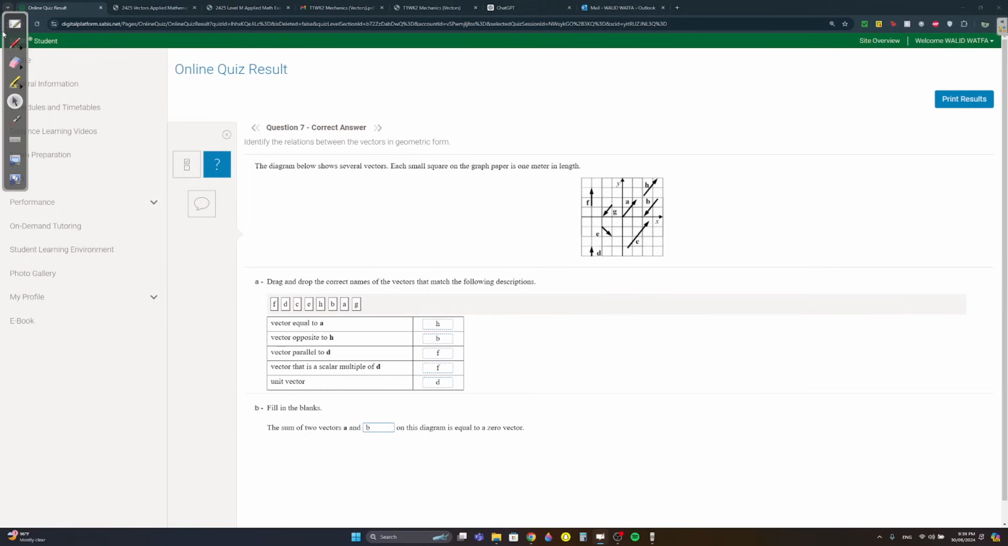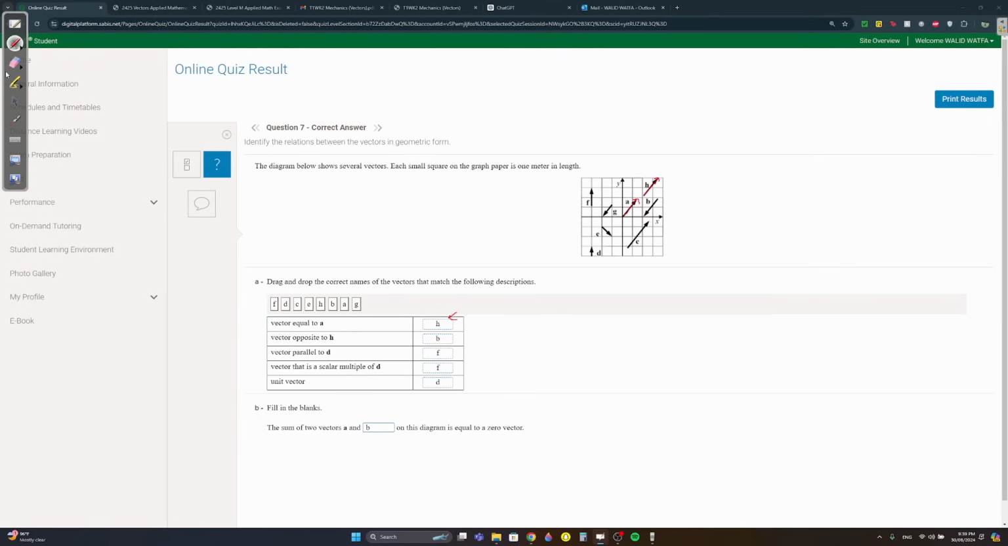Okay, here we have a few vectors. We want a vector that is equal to A. So A is going to the top right, and you could say it's about 2 squares long. What is equal to it? Remember, when a vector is equal to another vector, that means it has the same magnitude and it's going in the same direction. So which one has 2 squares and is also going in that same direction as A? You could say H, right? So we can put H.